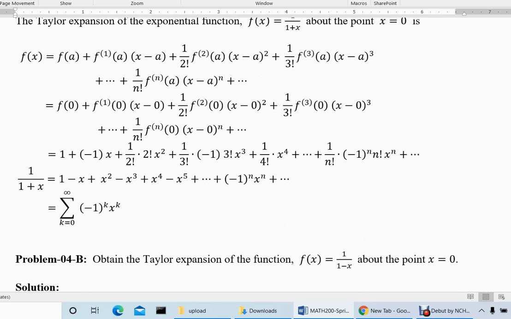Now put all the values in the formula. First term is f of a, which is f of 0, which is 1. Then the first derivative into x minus a, you will get minus x. Then the next term will be plus x square, then minus x cube. Actually this is the geometric series, and you can write it in the sigma notation. So your 1 over 1 plus x is 1 minus x plus x square minus x cube.